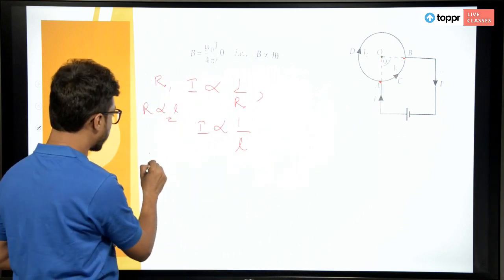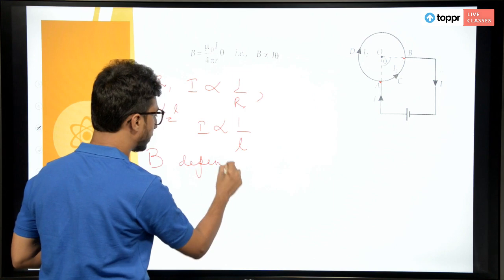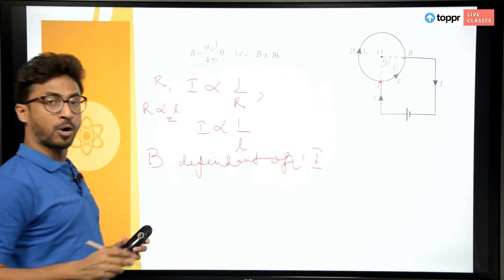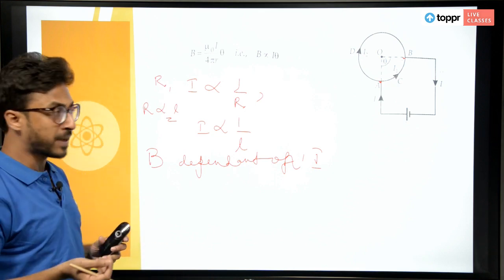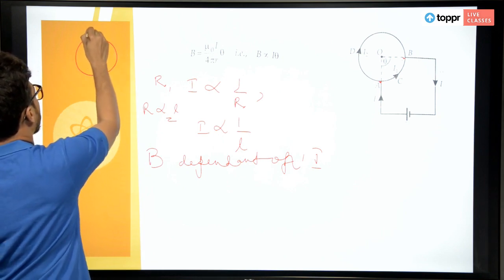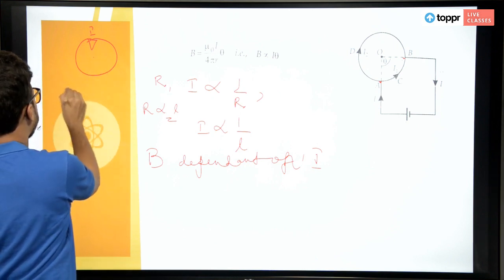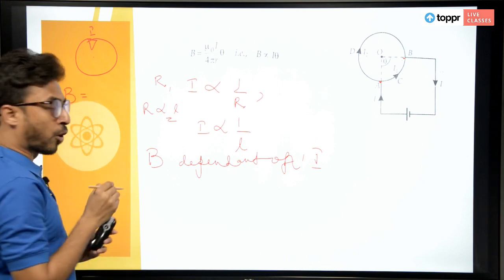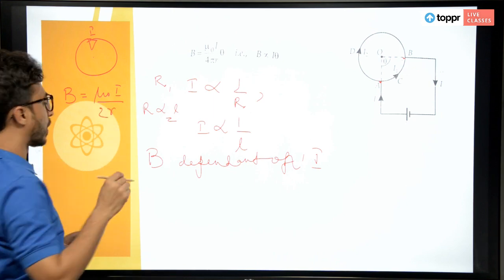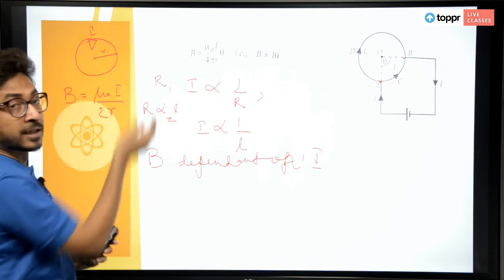Now, definitely the magnetic field that is generated is dependent on current. Now, how is it dependent? For any circular coil, you need to remember the formula: the magnetic field B at the center of the coil is mu 0 I by 2r, where r is the radius of the coil. Now, this is for a whole circle.